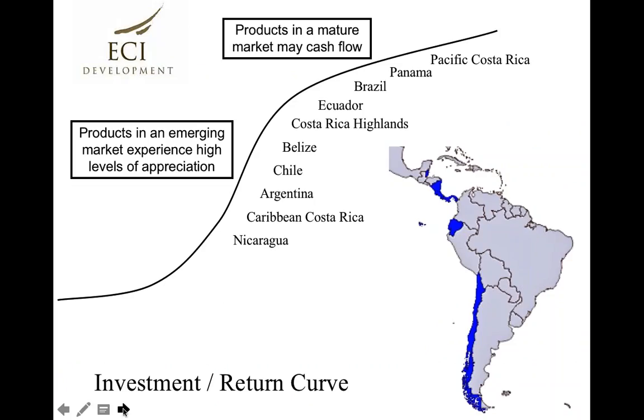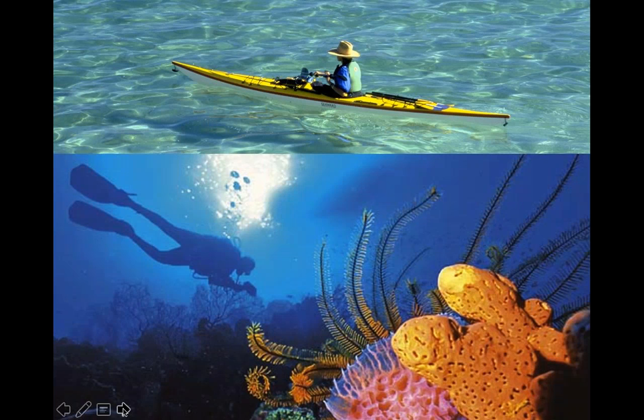So this is the other side of the coin, the investment return curve, where you see locations in Central and Latin America that are either high up in the Pacific coast of Costa Rica, for example, at the top of this curve, that are in a mature market, experiencing a lot of cash flow, a lot of people looking to move there, kind of the Guanacaste region of Costa Rica to be more specific. And then down on the opposite end of the spectrum in Nicaragua, where it's really in that emerging market, and you can experience high levels of appreciation in property values. Just a little photo there.